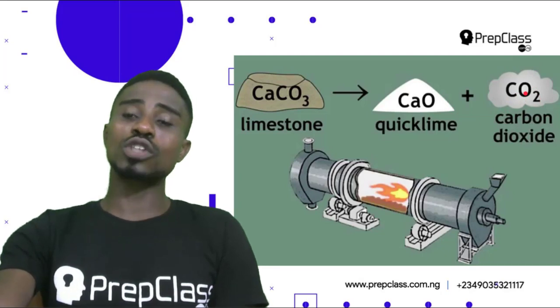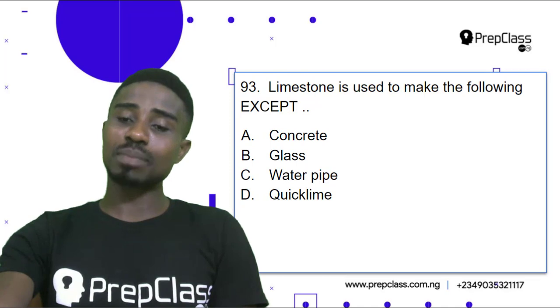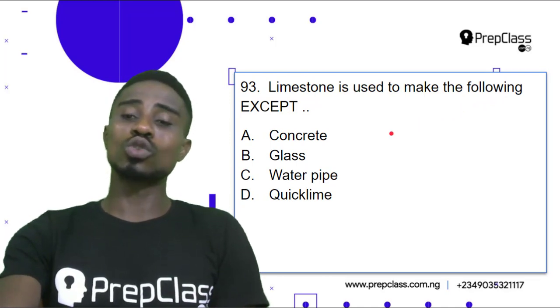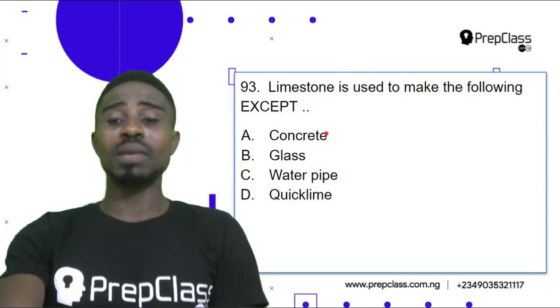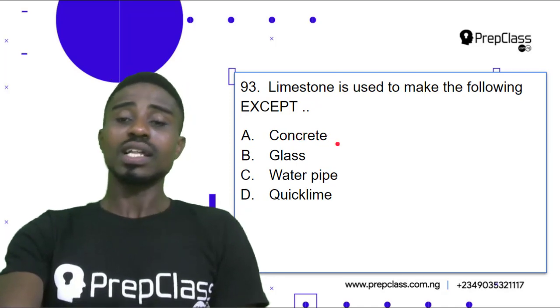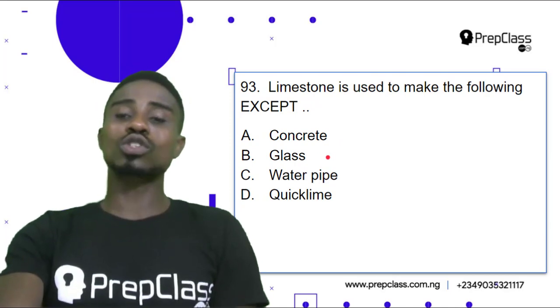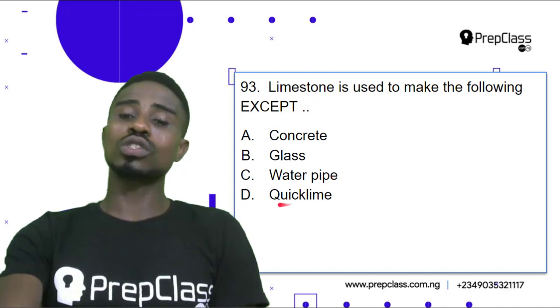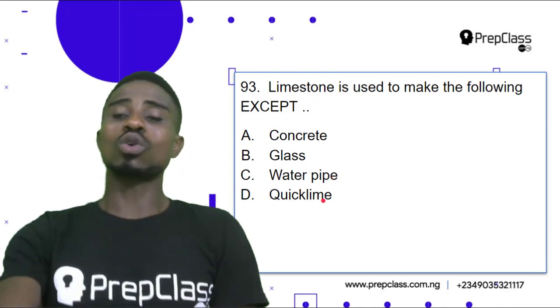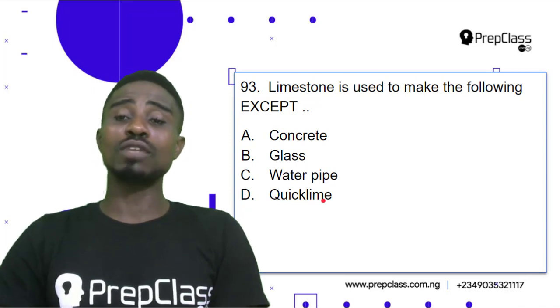So if our question is saying limestone is used to make the following, except, we know limestone is not used to make concrete. It is the product of limestone, which is cement, that is used to make concrete. Limestone is also not used in making glass. Limestone is also not used in making water pipe, but limestone is used in making quicklime. So basically, it means our question was not properly phrased.